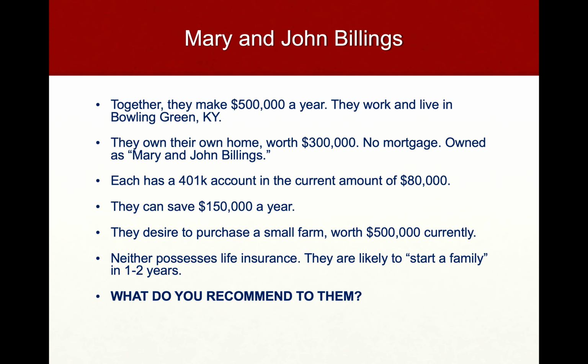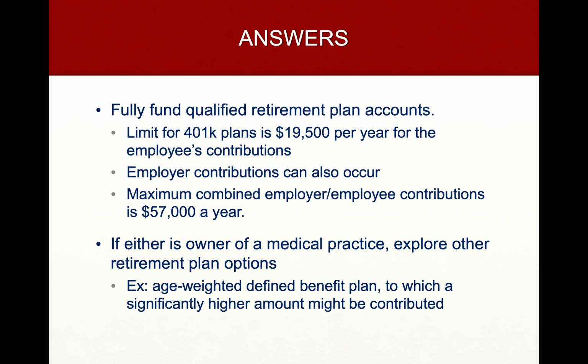They make $500,000 a year. They work and live in Bowling Green. They own their home. It's worth $300,000. They don't have a mortgage on their home. It's owned as Mary and John Billings. They each have a 401k account and they can save $150,000 a year, and they want to purchase a small farm that's worth $500,000. Now, neither of them possesses life insurance. They're likely to start a family in 1 to 2 years. What would you recommend to them?